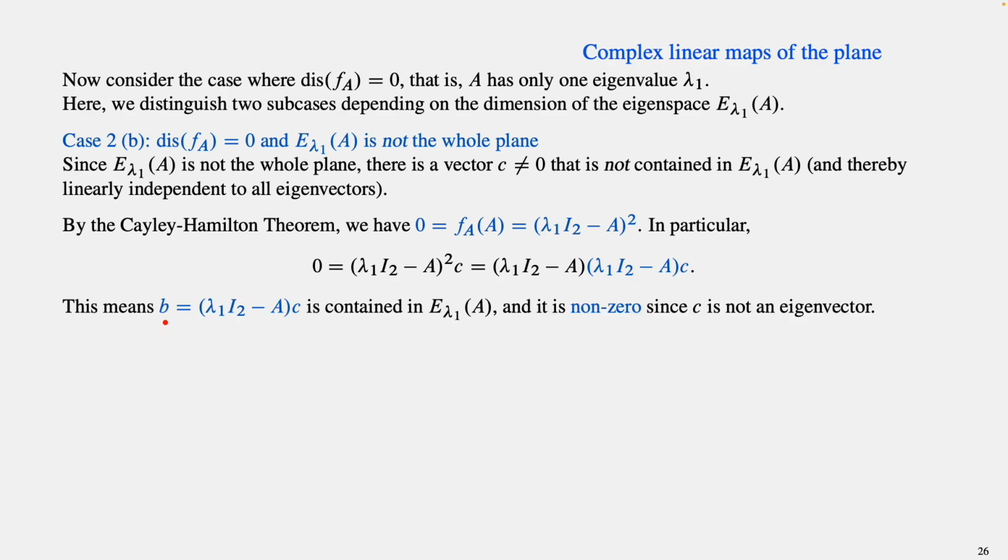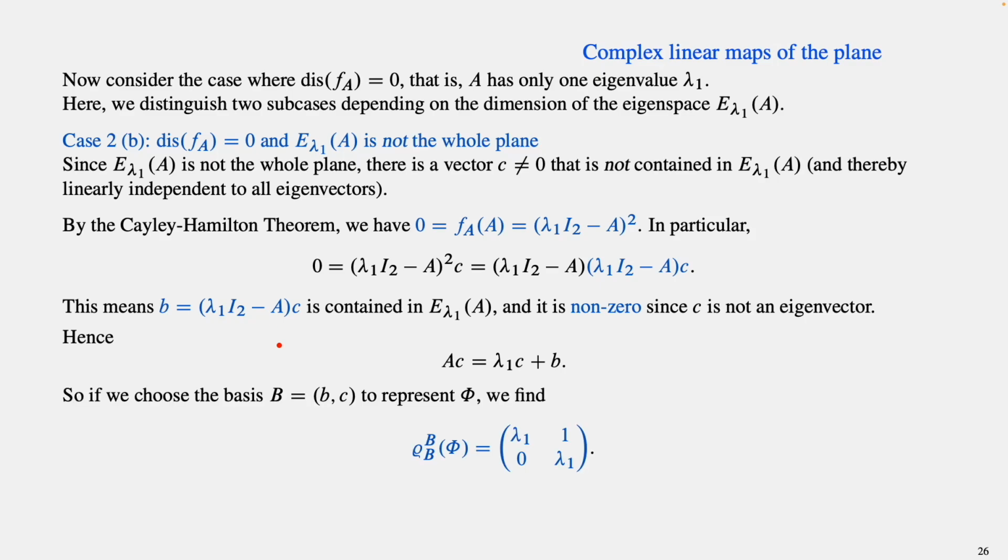So we can write B for this vector here, (lambda 1 identity minus A) times C, and because this is, by this equation here, in the kernel of lambda 1 identity minus A, this B is actually an eigenvector of the eigenvalue lambda 1. And it is non-zero, because if it was 0, then C itself would be an eigenvector, but we just assumed C to not be an eigenvector. So we have two non-zero vectors, B and C, one of which, namely B, is an eigenvector, and the other one, C, is not. And what follows is that if we multiply A by C, then we get AC equal to lambda 1 times C plus B. It's just from this equation here.